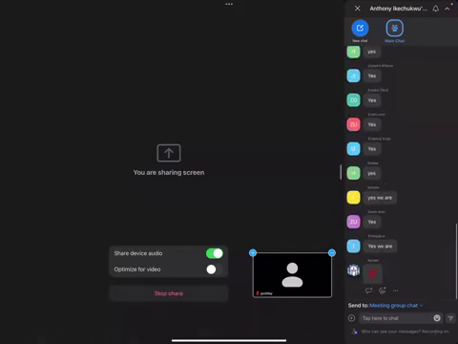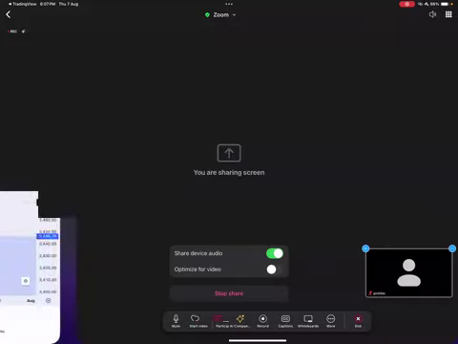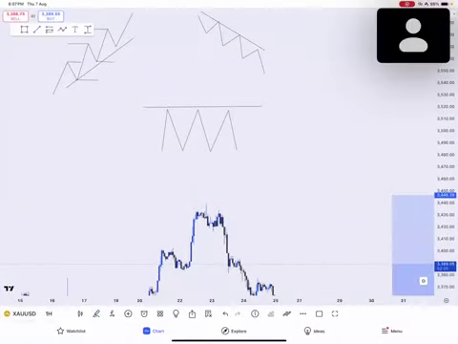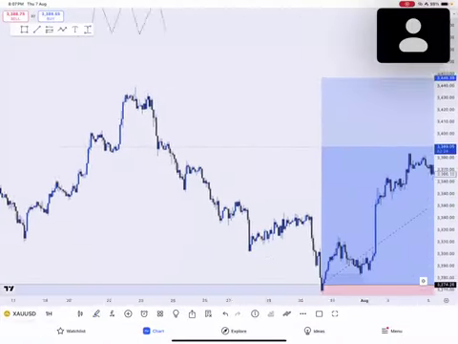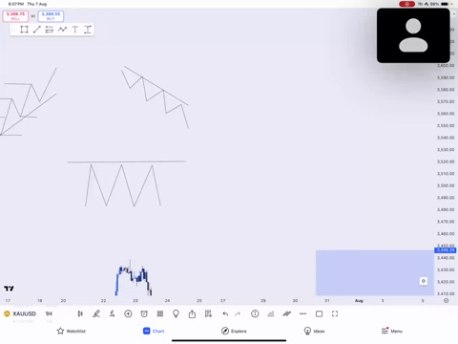Okay. So this is just the introduction to market structure. How price actually makes its movement is this. Now, when it comes to market structure, there are two concepts that I pay attention to when it comes to trading market structure. And it's the concept of what? Reversals, and then the concept of what?